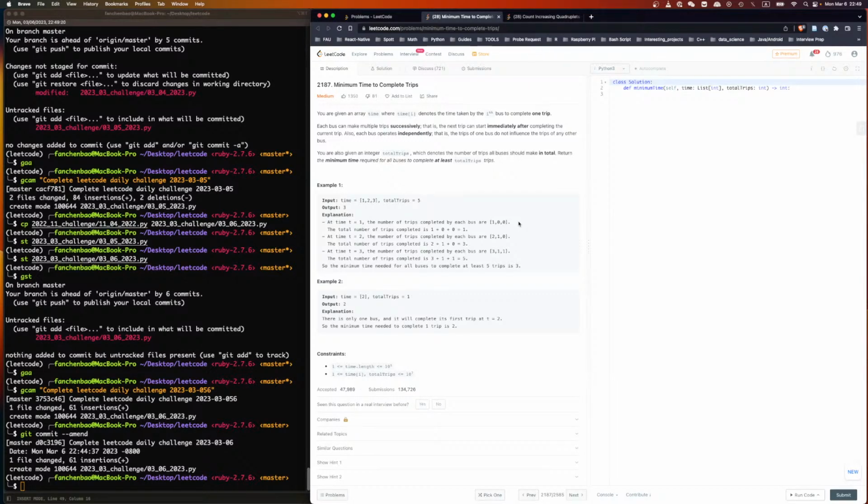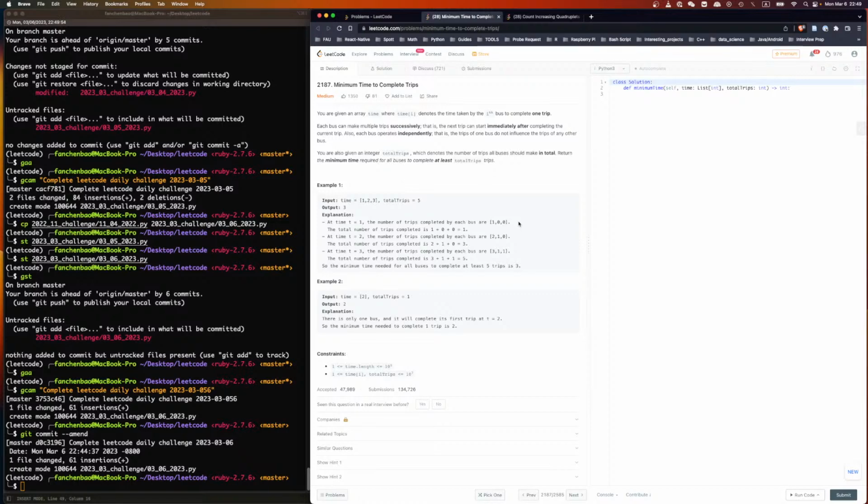You're given an array where time[i] denotes the time taken for the ith bus. Okay. Each bus can make multiple trips successively. The next trip can start immediately after completing the current trip. Each bus operates independently. Okay. You're also given a number of total trips. So what we're looking for is to find the minimum amount of time to do 5 trips. So I say 3 time.